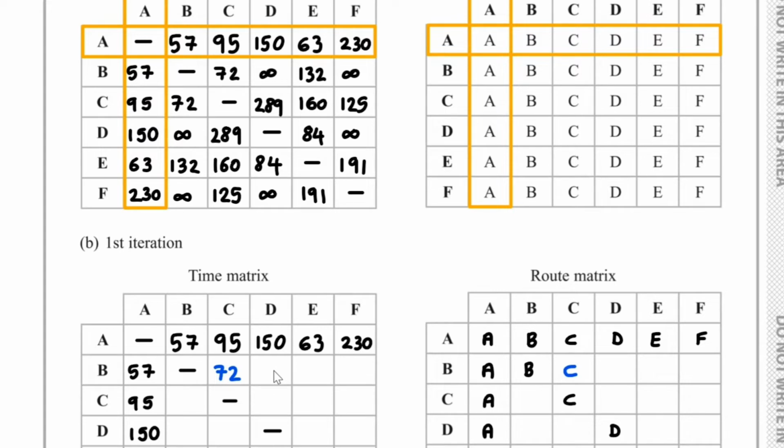If we take a look at what we have here, we are comparing infinity with the sum of 57 and 150. Now 57 plus 150 is certainly smaller than infinity, so the element here will be 57 plus 150, which is 200 and 7, and what would go here is A.